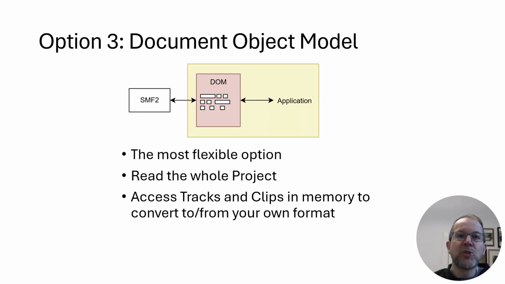The third option is the most flexible one, which is to use the DOM model. With this, you're loading the SMF2 file into memory, and then you are able to iterate through the whole project through the track structure and extract the content to convert into your own format. And then going the other way, you build up the DOM model, and then use the library to write it out into a file.